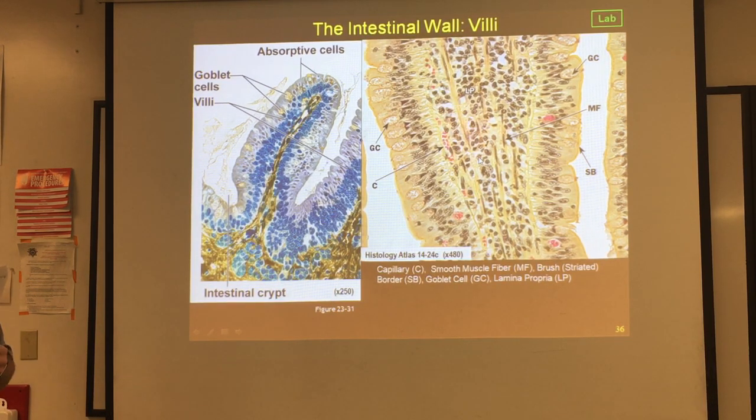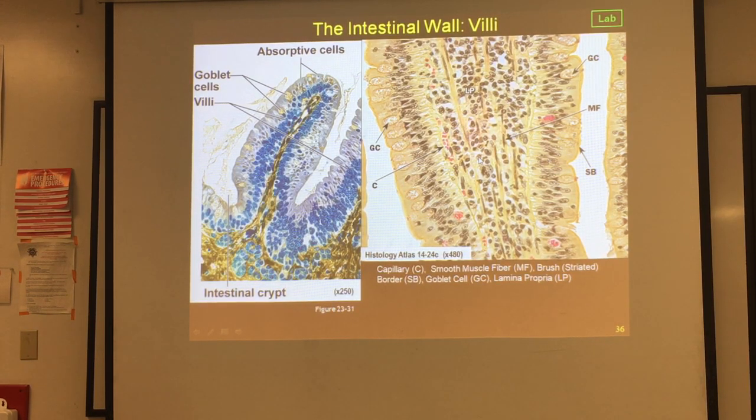Lamina propria within the villi, rich in capillaries, lacteals, lots of lymphatic follicles, which are part of GALT, gut-associated lymphatic tissue, which of course is part of MALT, mucosa-associated lymphatic tissue. And you only have aggregates of these follicles in the ileum, and that's where we call them Peyer's patches.